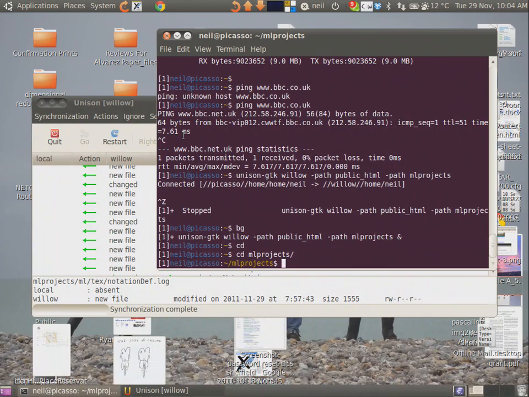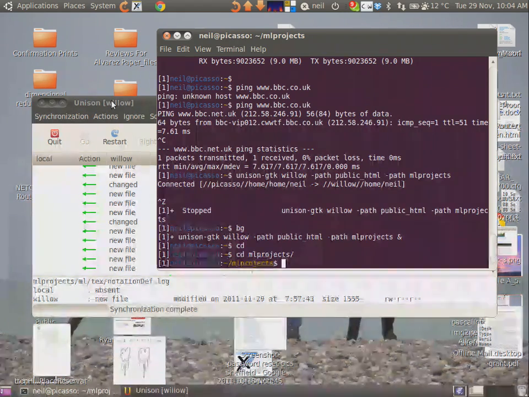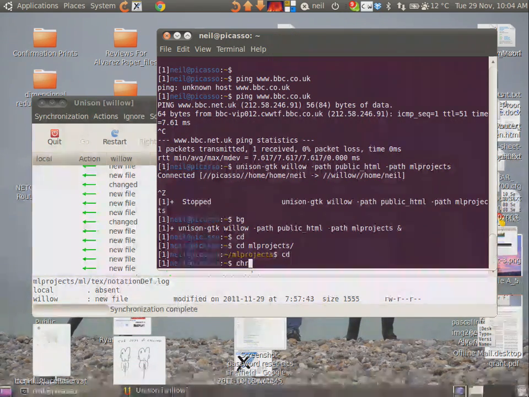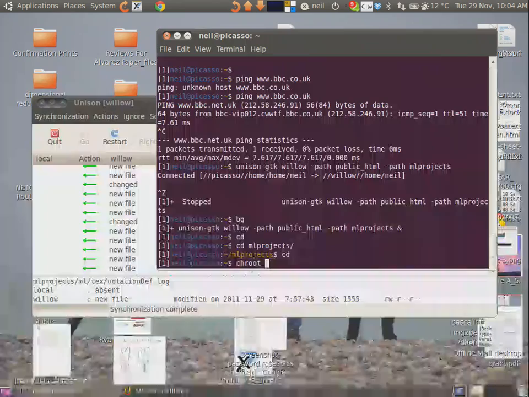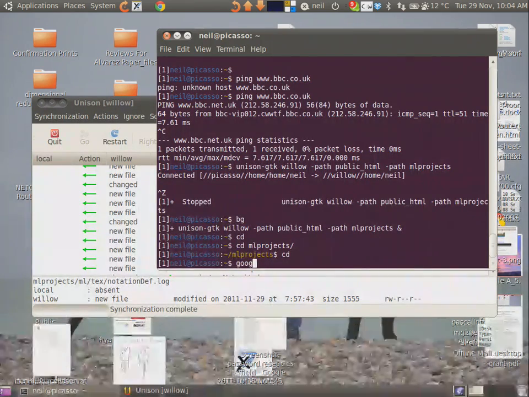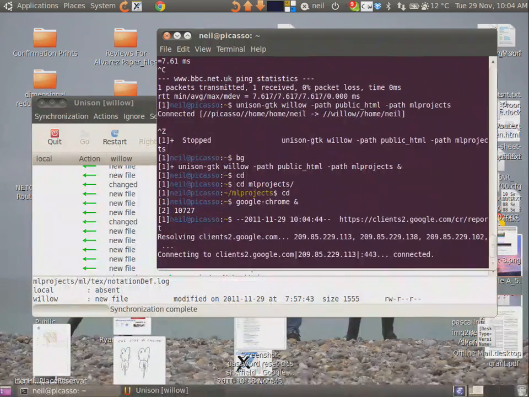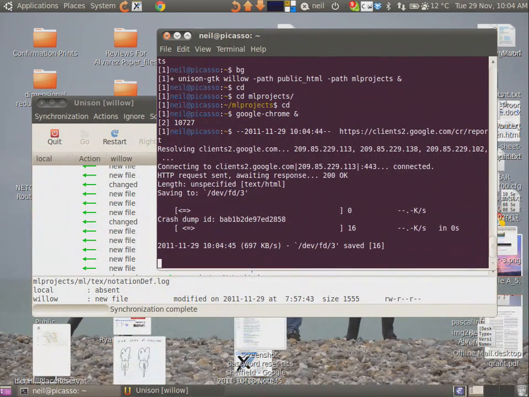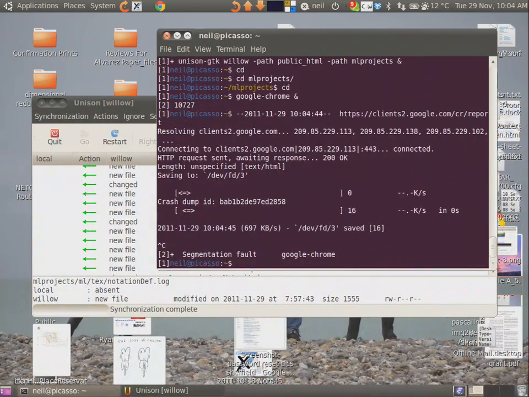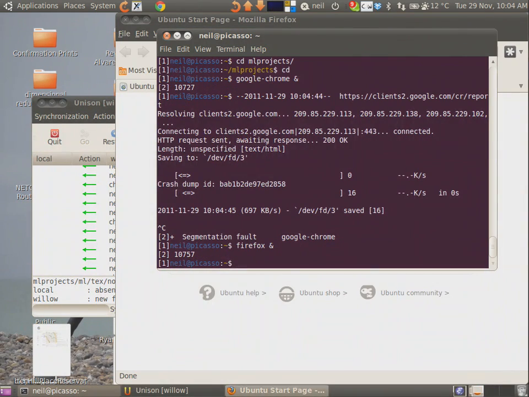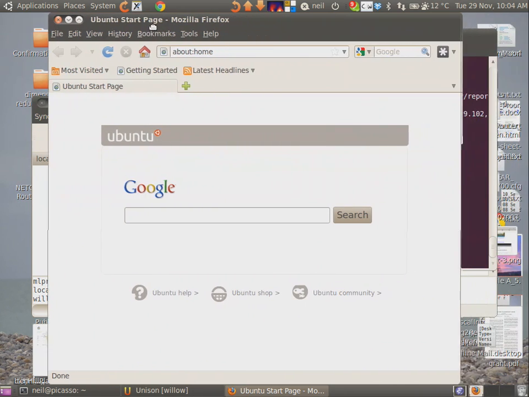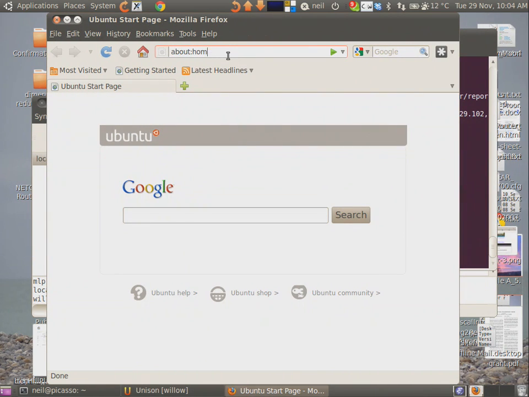where I've been storing the materials. If Chrome's going to wake up. We had that problem before, didn't we? Look at that crash dump. Yeah, that's not good, is it? Clearly I need a new laptop. Okay.